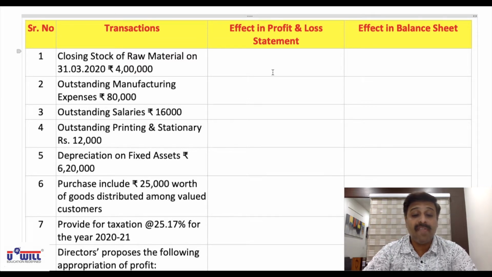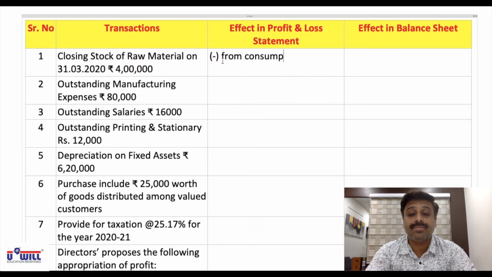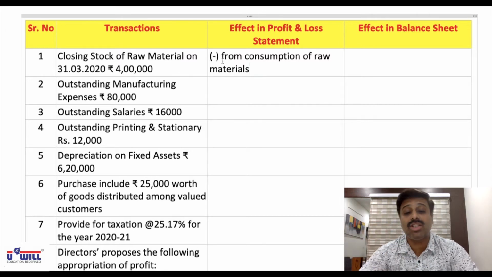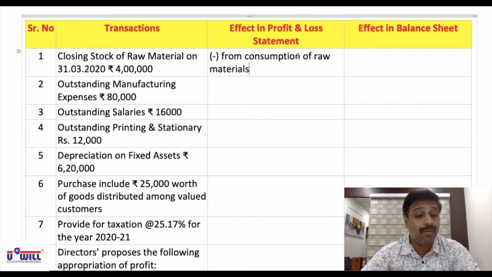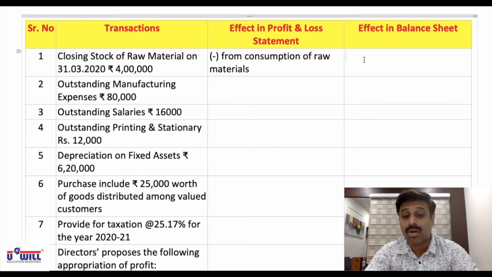Now be attentive. First adjustment is closing stock of raw materials. One effect we will minus from consumption of raw materials. How do we find consumption of raw materials? Opening stock of raw material plus purchases minus closing stock. Had it been a closing stock of finished goods, then we would have subtracted in change in inventories, opening stock minus closing stock. This is closing stock of raw materials, so minus from consumption of raw materials.